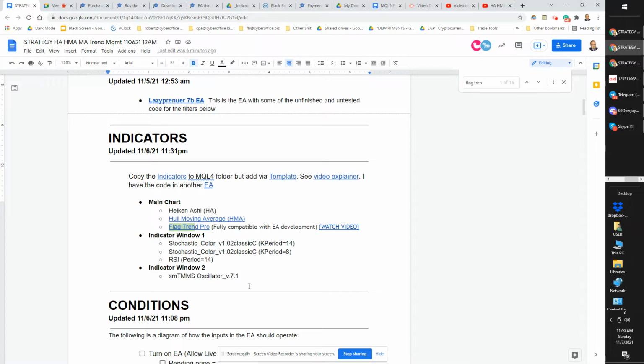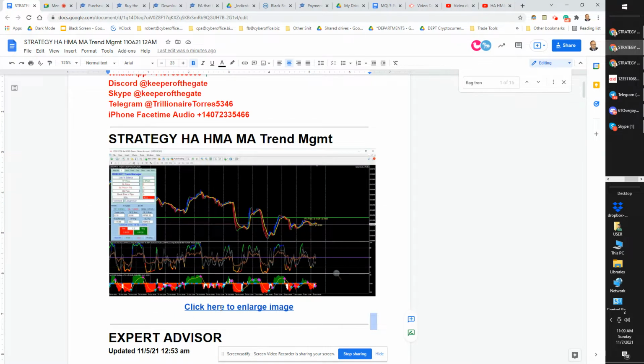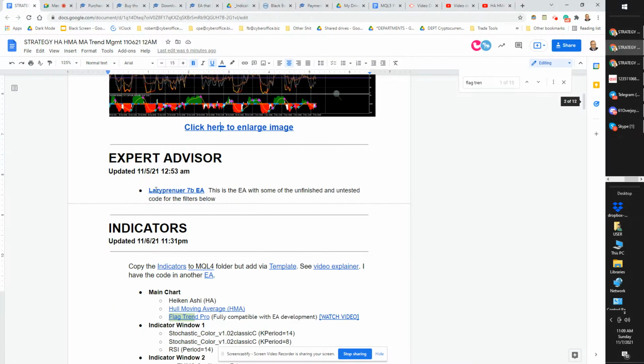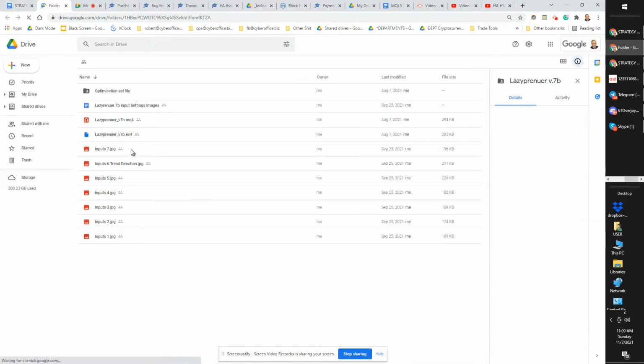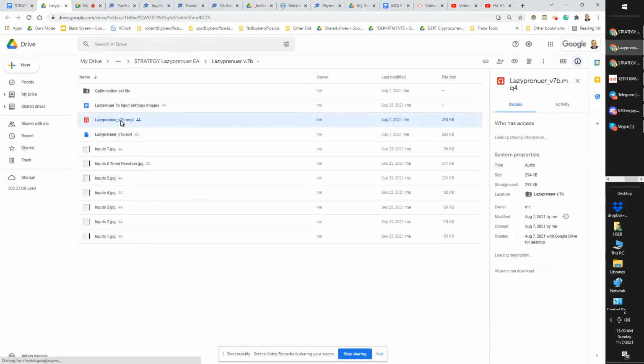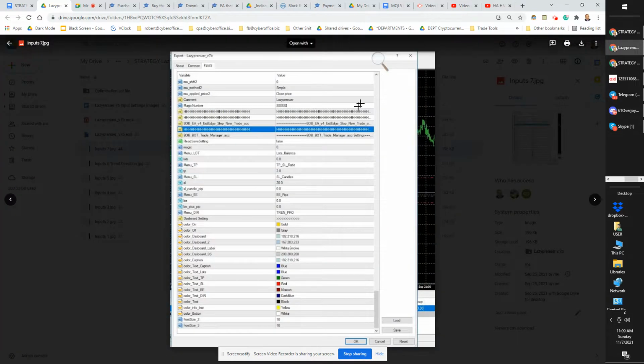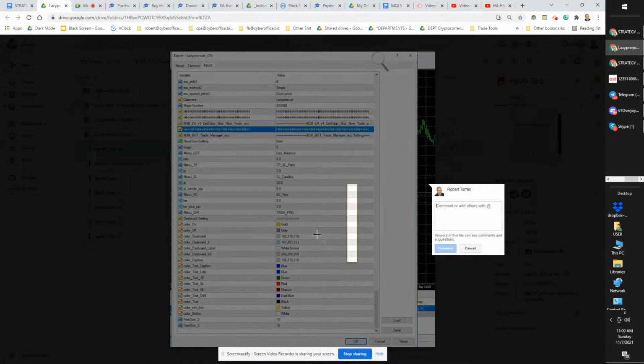Okay, I want to explain the Bob bot, and that's this image here. This is called the Bob bot Trade Manager, and the guy that designed it didn't finish it correctly. Okay, and it's the Expert Advisor Lazypreneur 7BA. If you click this, you can download the EX4 and the MQ4 file. Okay, these are just pictures of the inputs. And if you scroll to the bottom of the input, this is the inputs for the Bob bot right here.